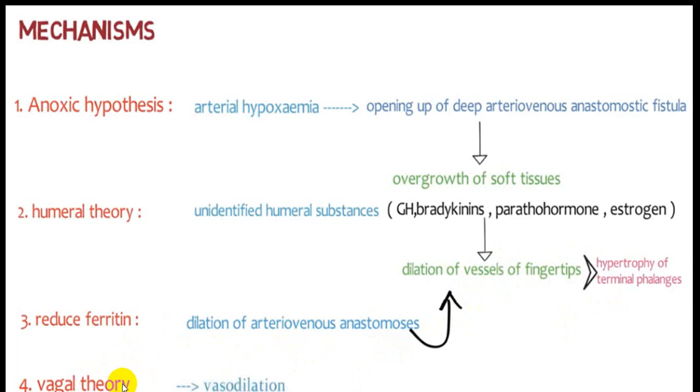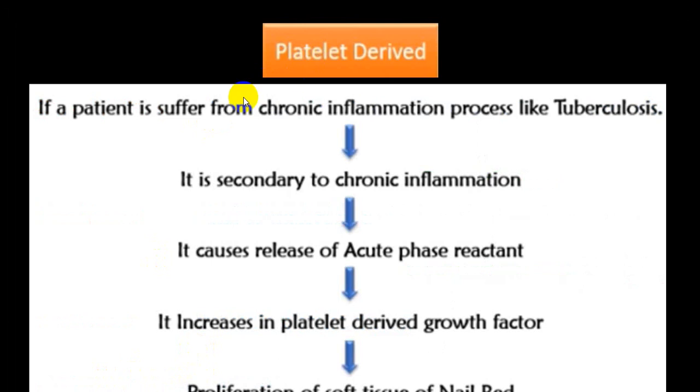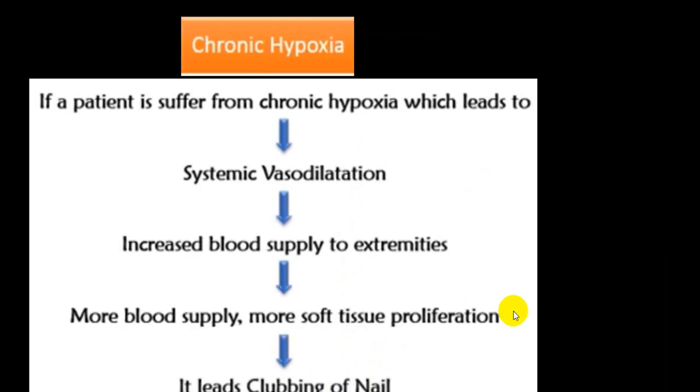And whenever you do a vagus nerve ablation, clubbing improves. So this was one of the theories put forward. Then there is the platelet derived theory, which suggests that chronic inflammation leads to acute phase reactants and platelet derived growth factors, and that leads to proliferation. Because of chronic hypoxia, there is vasodilatation, and because of increased blood supply, there is again release of platelet growth factors, the endothelial growth factors, and that will lead to soft tissue proliferation and clubbing.